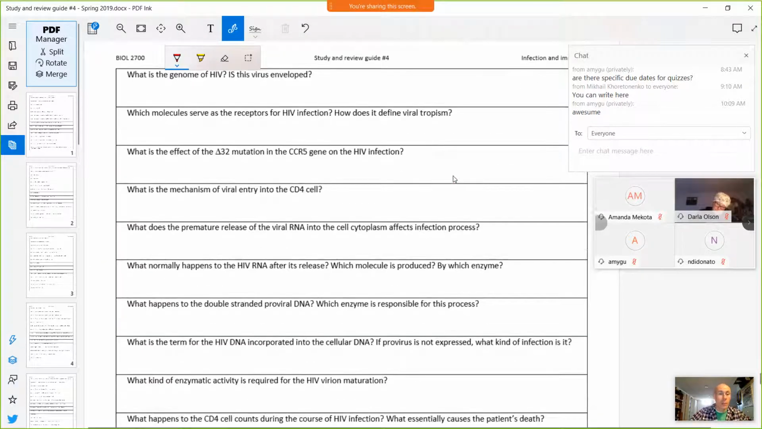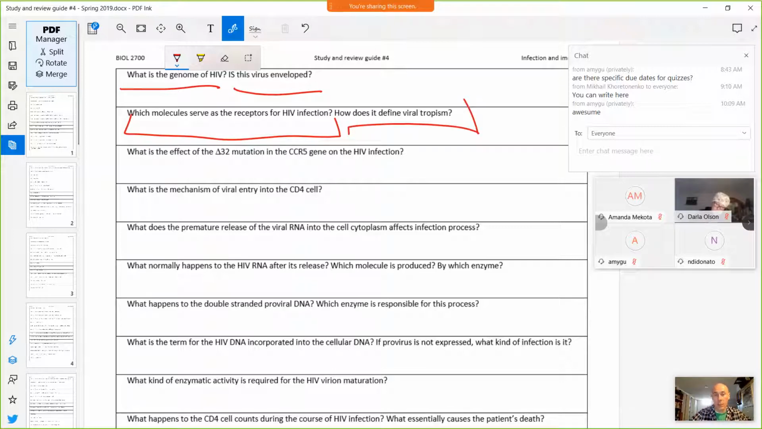HIV, RNA virus, enveloped, CD4 cells have the receptors. This is why the virus infects mostly CD4 cells. Delta 32 mutation in the CCR5 gene in the host makes the host resistant to HIV infection.